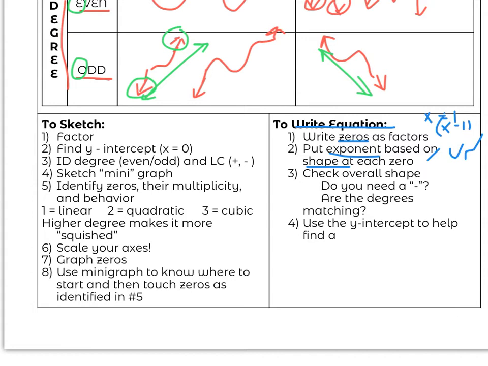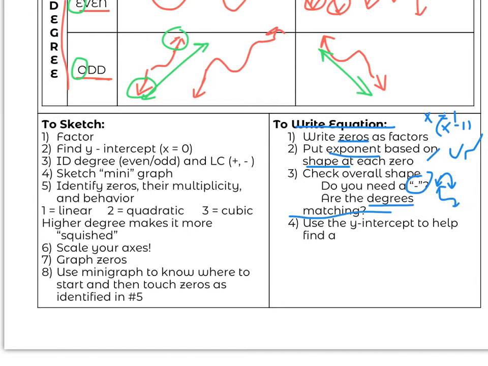Check your overall shape. By that I mean, are your degrees matching? If both sides are going to the same spot, do you have an even degree? And if each end is going differently, do you have an odd degree if you add up your exponents? And then you're going to check if you need a negative leading coefficient. So are both ends going down? Is the right end going down?